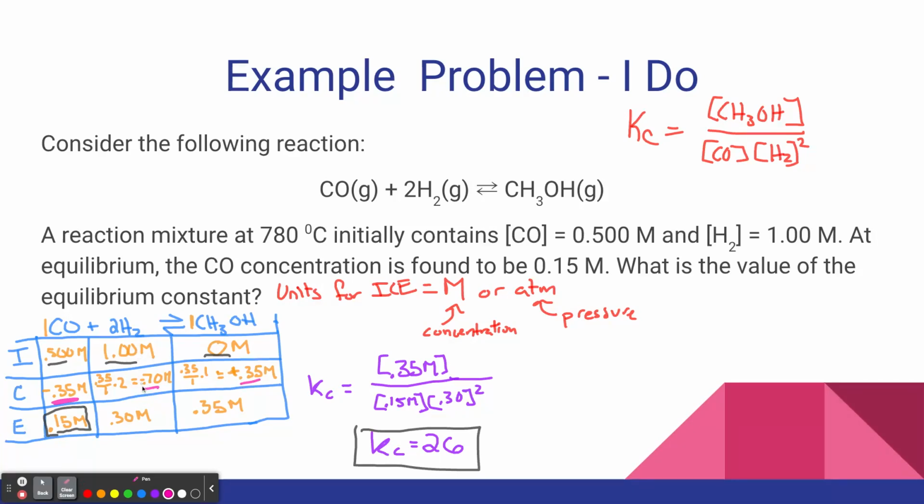And then I subtracted for hydrogen because it was a reactant, so it's being used up. That's how I arrived at 0.30 molar. And then I added for methanol because, of course, it was a product. That being said, finally we plugged our equilibrium concentrations into our equilibrium expression and then plugged this into our calculator, and got our final number of 26.